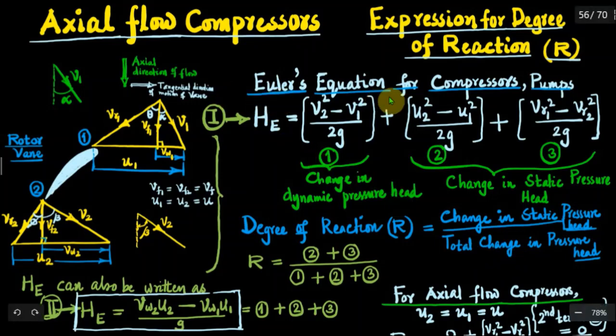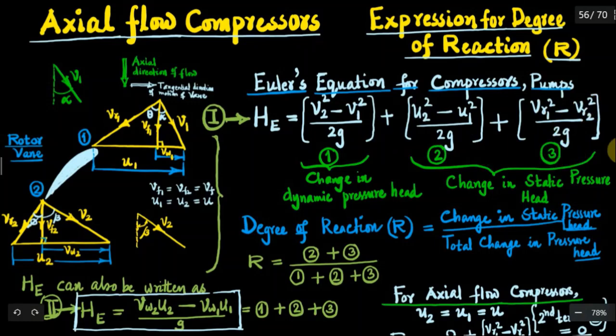See, the Euler's equation for turbomachineries expressed in terms of Euler's head is in this form, and this form is written for power absorbing devices like compressors and pumps. So HE is equal to (V2 square minus V1 square) by 2g plus (U2 square minus U1 square) by 2g plus (VR1 square minus VR2 square) by 2g.